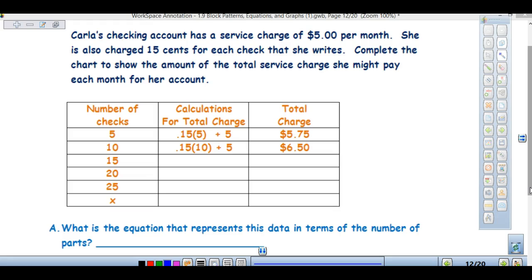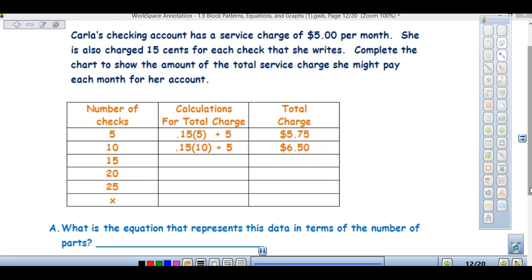All right, it says that Carla's checking account has a service charge of $5 per month. I think she needs a new checking account, but whatever. She is also charged 15 cents for each check she writes. What kind of checking account does she have? Holy buckets. That's awful. Okay, so we're going to complete the chart to show the service charge she might pay each month in her account.